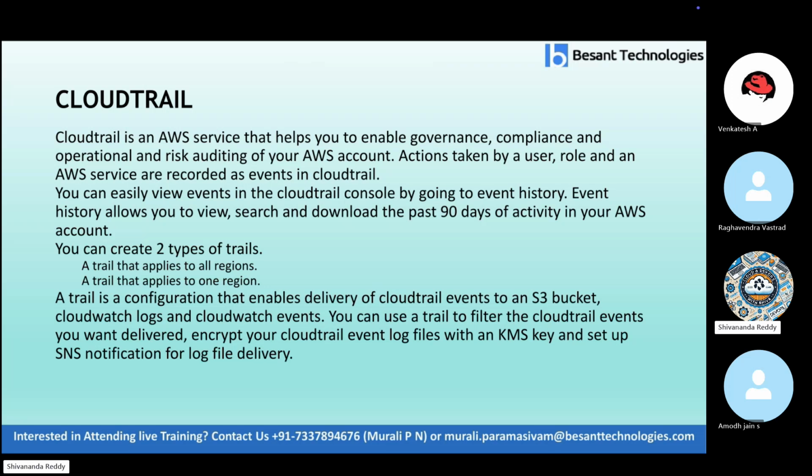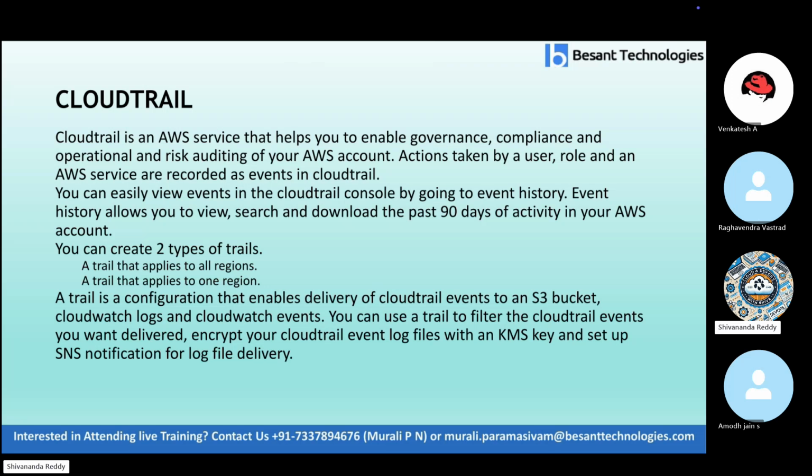You can create two types of trails: a trail that applies to all regions, and a trail that applies to one region. Both we can do with this one. A trail is a configuration that enables the delivery of the CloudTrail events to an S3 bucket. Nothing but all the logs will be stored in the S3 bucket. What type of logs? For example, any mistake you did, who accessed the AWS account, any step you performed, you want to see that. That is why we can see CloudTrail logs.